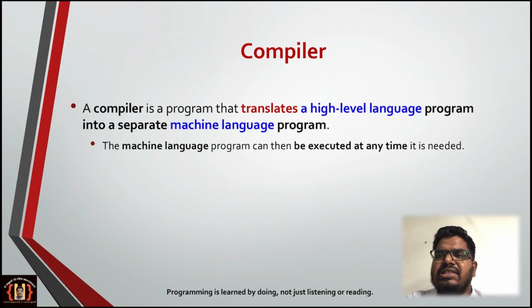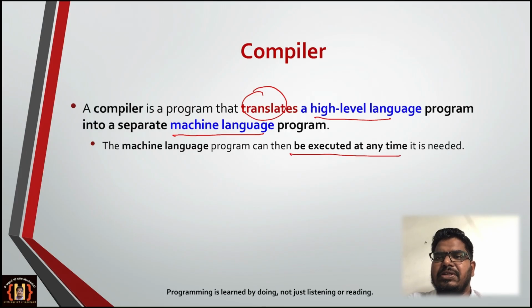Now let's see in detail what the compiler is. I have already explained it. The compiler is a program. In computer science, everything is a program, remember this. So the compiler is also a program, and this compiler program translates the high level language into a machine level program. This machine level program is then executed at any time later on. So we are not executing immediately using the compiler. We are executing later on. The compiler's task is only translating the high level language to the machine level language.